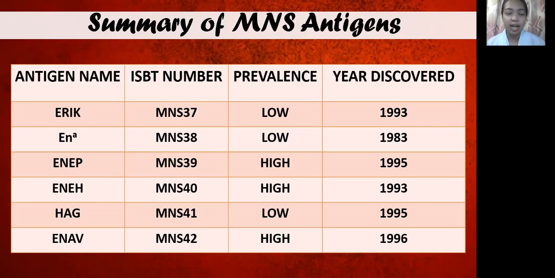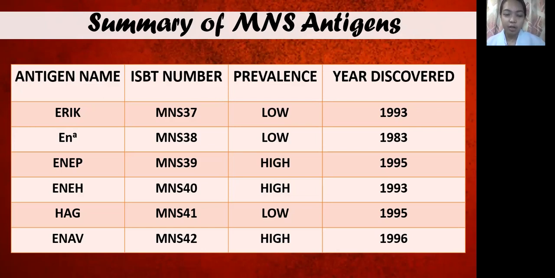Another antigen is EN raised to A. So it is MNS38. It has low prevalence. It was discovered in the year 1983. Antigen ENEP, it is MNS39. It has high prevalence. It was discovered in the year 1995. Antigen ENEH or MNS40 has high prevalence. It is discovered in the year 1993.